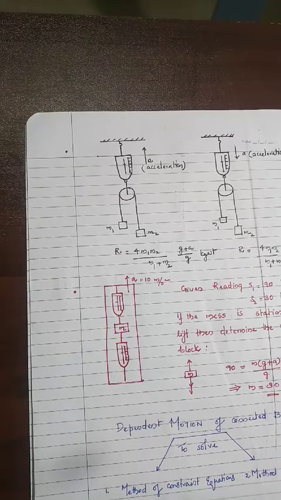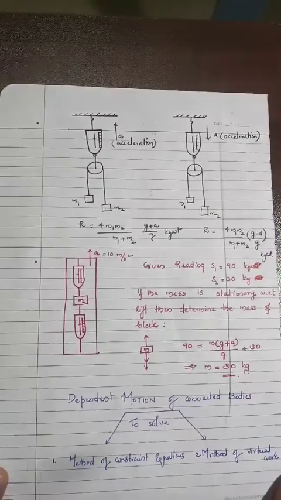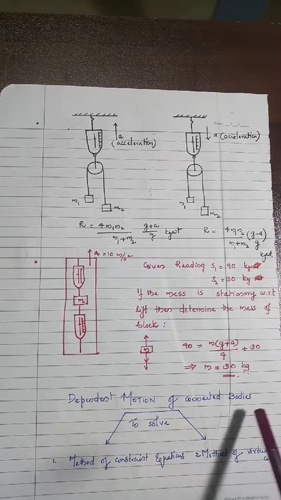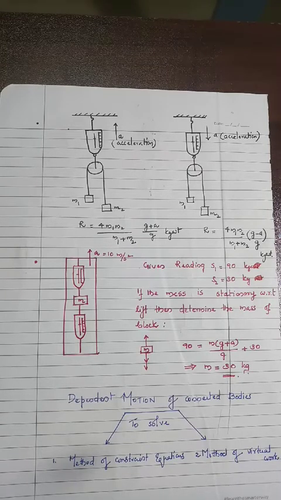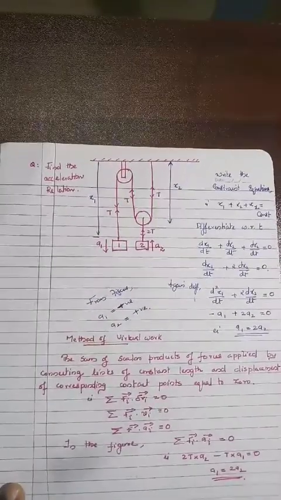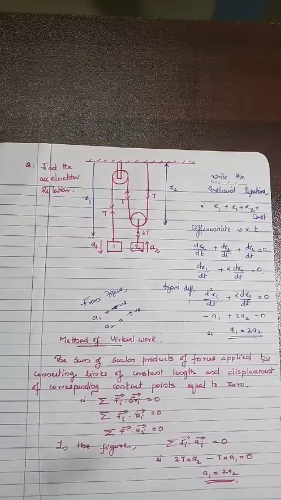And we are waiting with a very important type. Very, very important, especially as JEE Main is considered: the dependent motion of connected bodies. We can solve such problems by the method of constraint equation and the method of virtual work. We can go with two examples. One, look at the figure. Find the acceleration relation of two blocks 1 and 2.